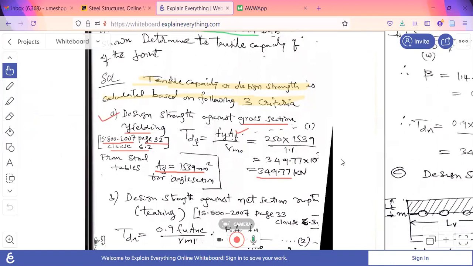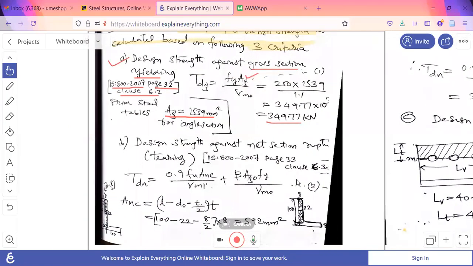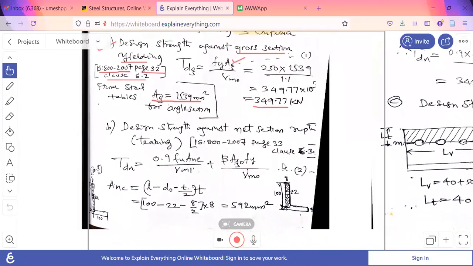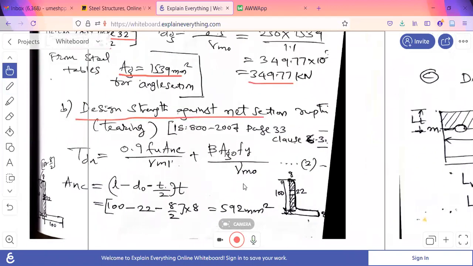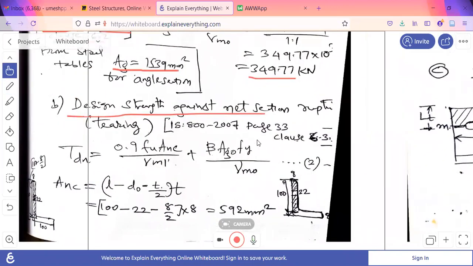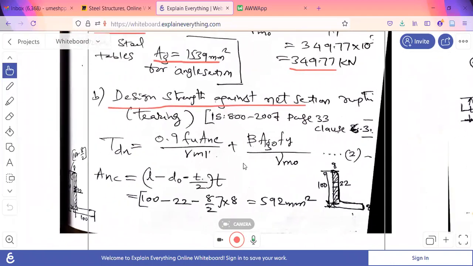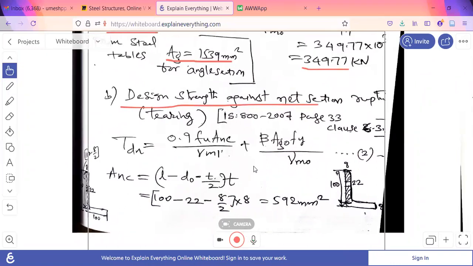So let us see the next calculation, the second calculation, which I explained yesterday. Page number 33. Let us see this one here, design. Are you able to see this one, or do you want me to zoom it? So the second calculation you can see here. I have zoomed it a little bit.